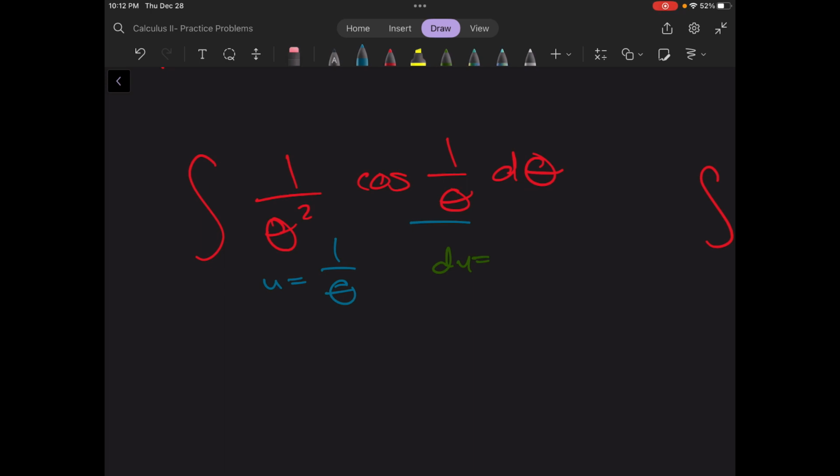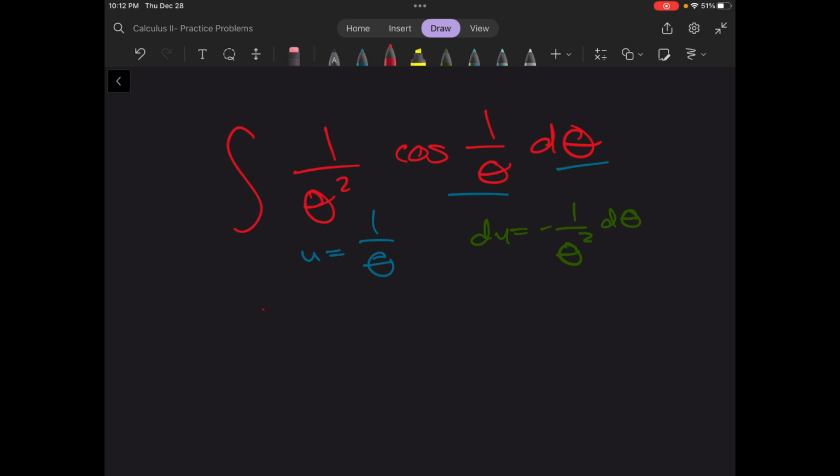And what I find is a lot of students will get confused when they see this theta because they haven't seen it since trig a while ago. But it's really the same as x or u. It's just a variable. And as long as your derivative is with respect to that variable, you could just think of it as x in your mind if that makes you feel better about it. But anyways, u is 1 over theta, which means du is negative 1 over theta squared with respect to theta, which you can do the math.